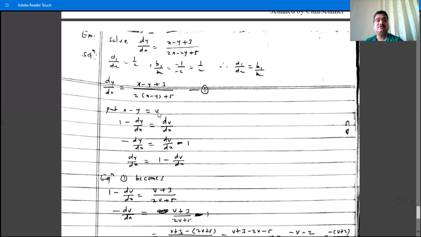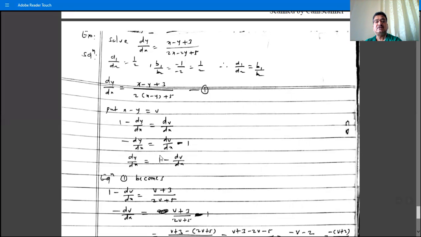So in this example, substitute x minus y is equal to v, and then differentiate with respect to x. We have 1 minus dy by dx is equal to dv by dx, the derivative of x being 1 and the derivative of y being dy by dx. And then after shifting this one to the right side, we have minus dy by dx is equal to dv by dx minus 1. And then change the sign of LHS and RHS. We have dy by dx is equal to minus dv by dx plus 1. Or from this step, we shift this dy by dx to RHS, it becomes plus dy by dx, and shift this dv by dx to LHS.